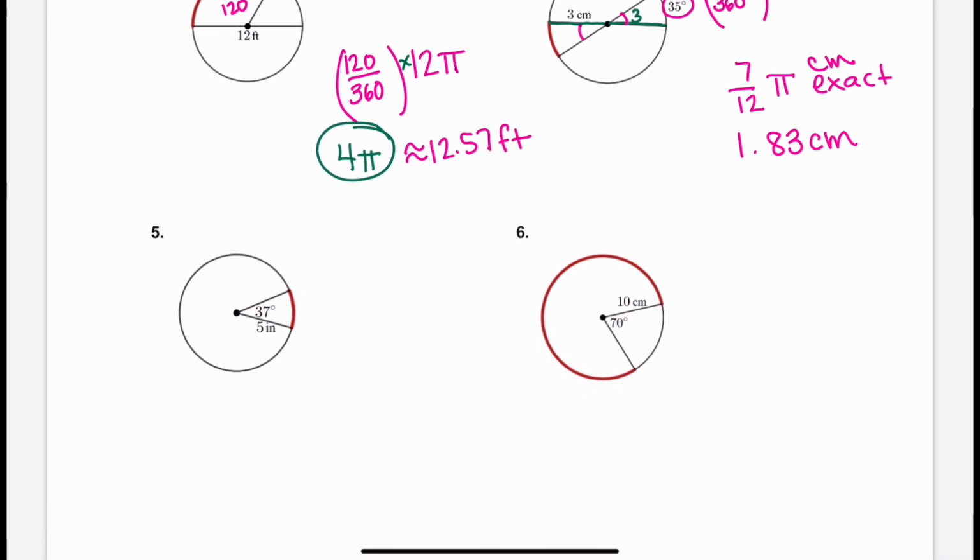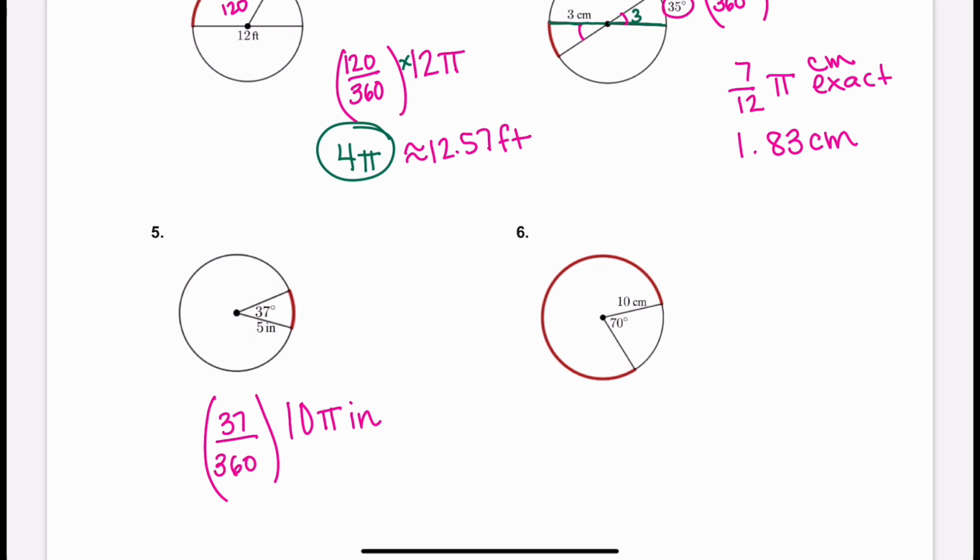Number 5, I have 5 units for my radius. My diameter is going to be double that. 5 plus 5 is 10 inches times pi. So the entire circumference is 10 pi. And then I'm going to multiply that by the fraction of the circle. I have 37 degrees out of 360 degrees.